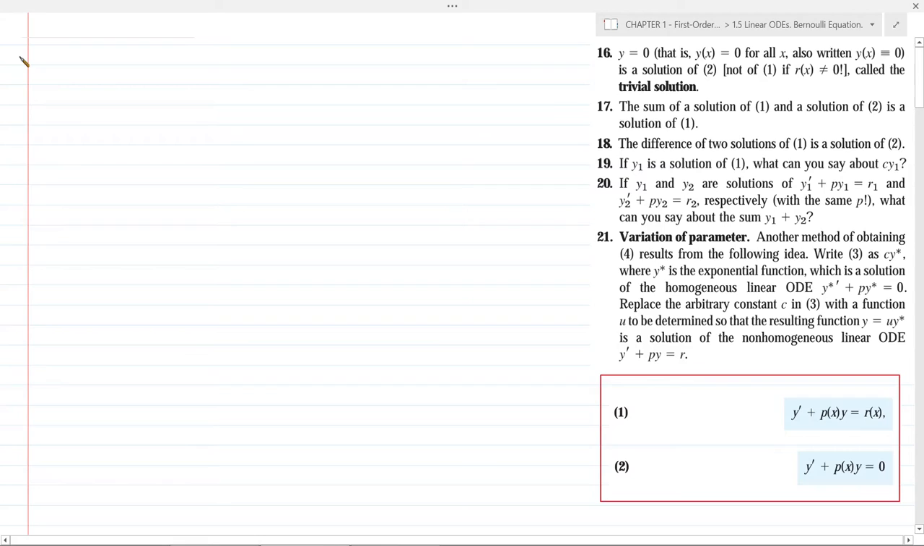Question 20. If y1 and y2 are solutions of y1 dash plus p y1 equal to r1 and y2 dash plus p y2 equal to r2 respectively with the same p, what can you say about the sum y1 plus y2? So, given we have two equations, one is y1 dash plus p y1 equal to r1. Let us take this as equation A, and y2 dash plus p y2 equal to r2. Let us take this as equation B.